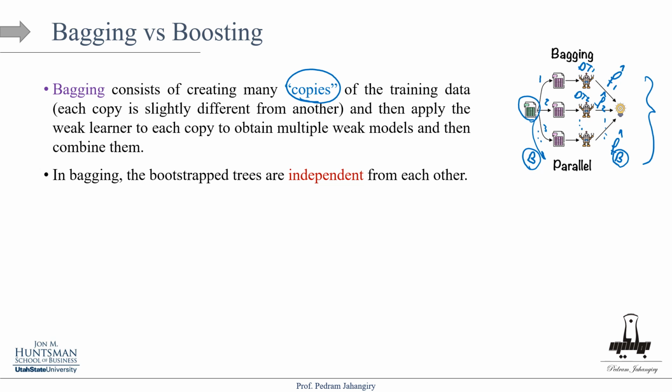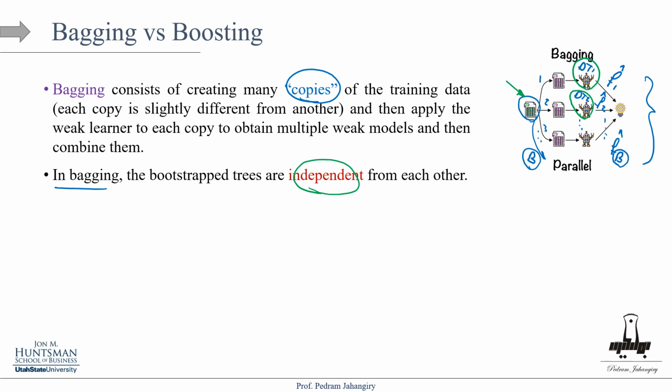The idea is that in bagging, the bootstrapped trees are independent from each other. This is important. It means that when we have tree number 1, we make predictions and we are done with this tree. Then we have another tree that comes off of the original train data set. Tree number 1, we make predictions, done with that. Tree number 2, we make predictions, done with that, and so on. All these capital B trees are independent from each other. This is very important.